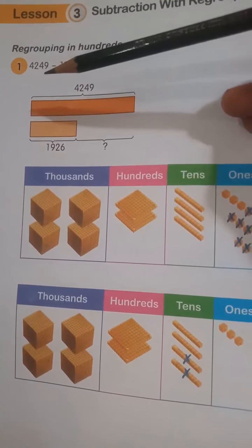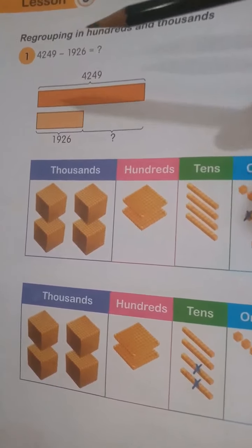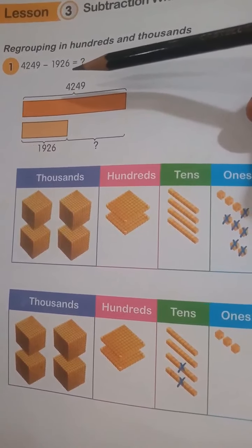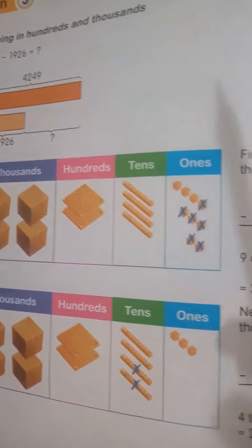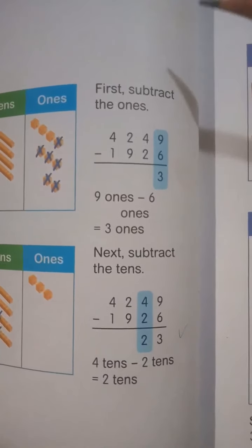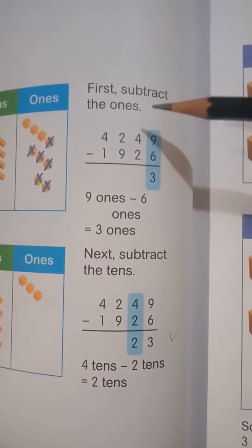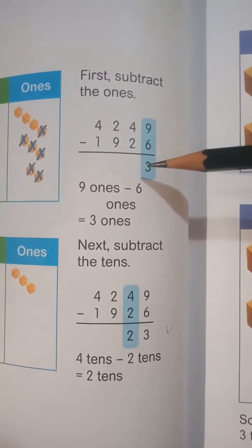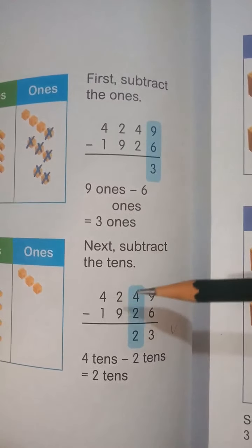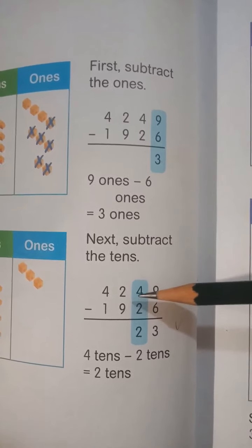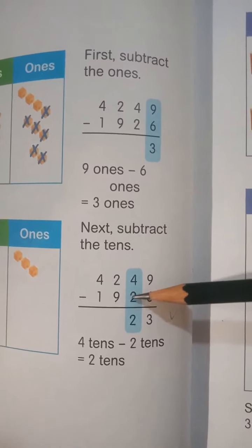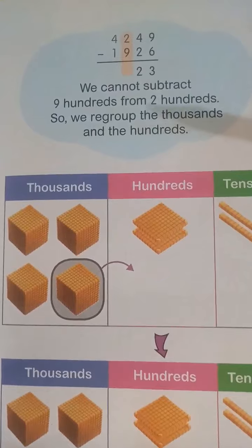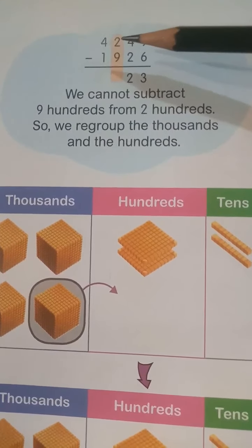4,249 minus 1,926. Let's find the difference. First step, subtract the ones. 9 minus 3 equals 3. Then subtract the tens. 4 tens minus 2 tens equals 2 tens. And next, subtract the hundreds.